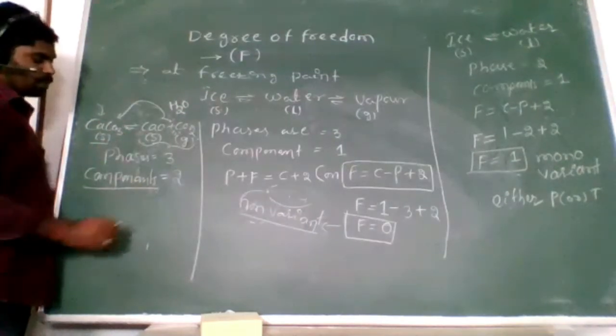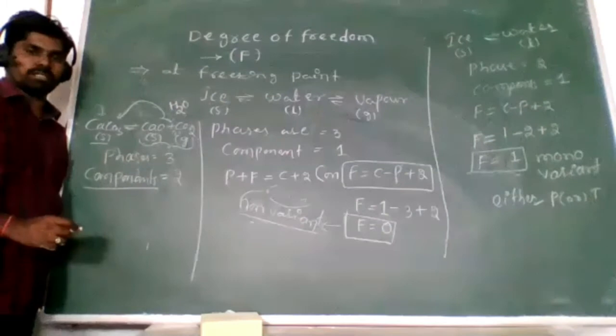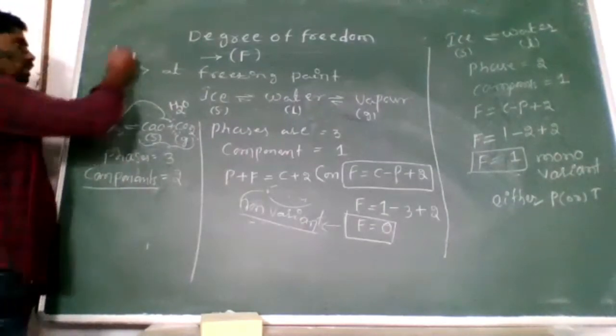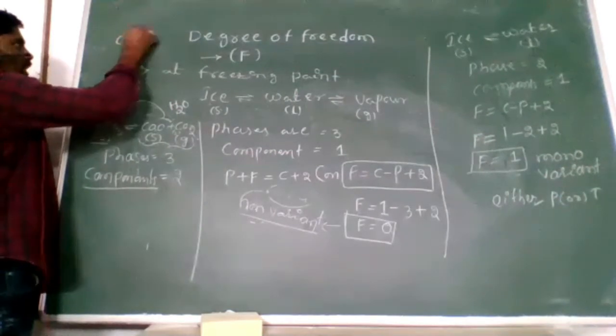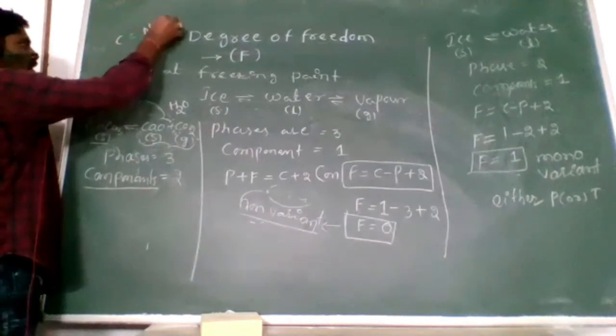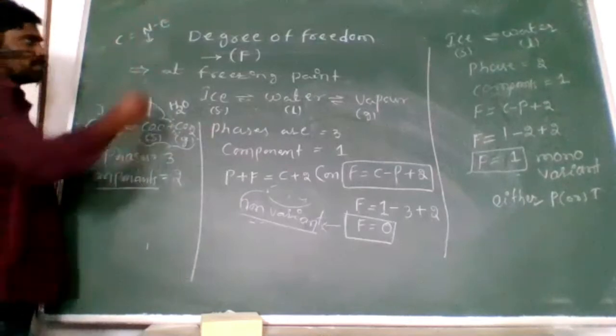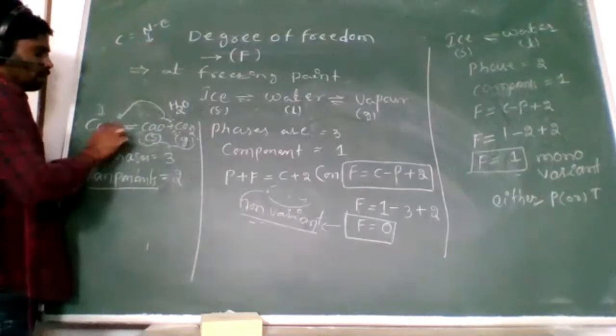So how many components are there? Yesterday I gave one formula also. Component C equal to N minus E. What is N? N is the number of species. How many species are there? 1, 2, 3.